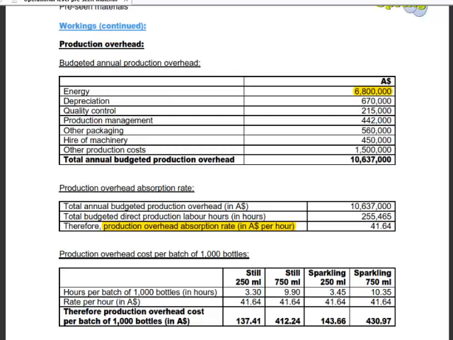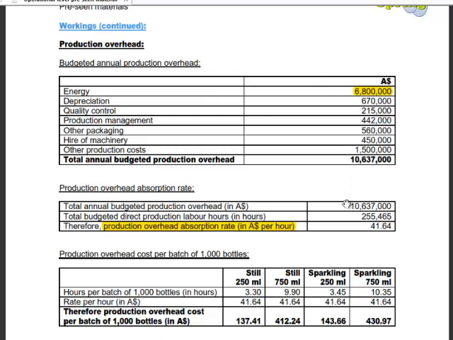So we've got $10.6 million worth of production overheads, and we've got 255,000 direct labor hours. So using traditional overhead absorption costing, we're going to charge each direct labor hour $41.64 to take up these overheads. Well, let's have a look at these overheads.